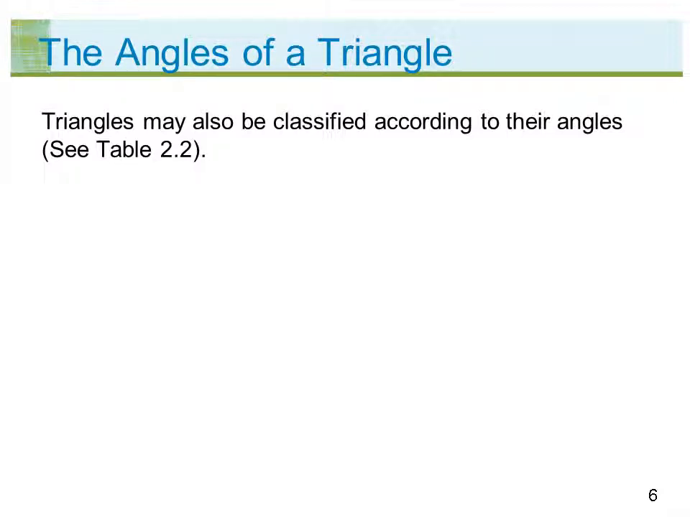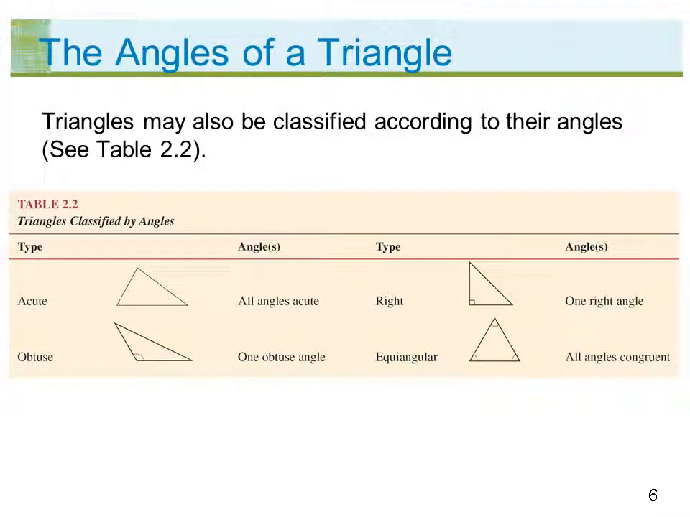See Table 2.2. Table 2.2 Triangles classified by angles. Type: angles. Acute, see figure. All angles acute. Obtuse, see figure. One obtuse angle. Right, see figure. One right angle. Equilateral, see figure. All angles congruent.